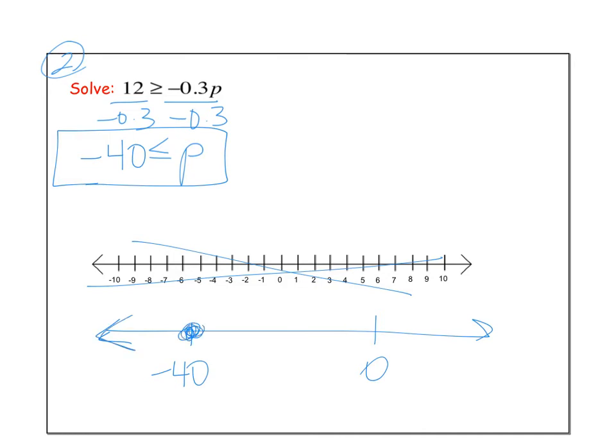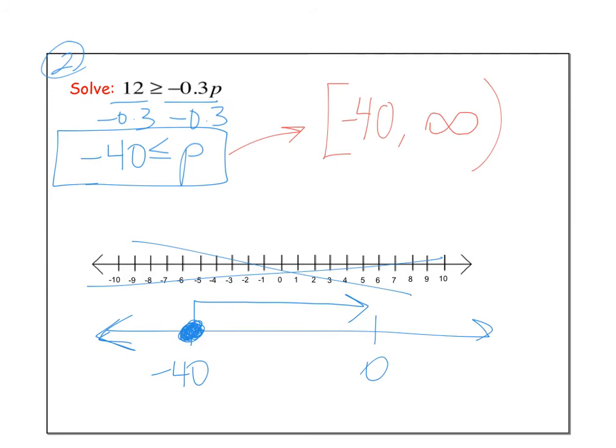Closed circle because of the equal sign, okay? And p is greater than or equal to, so we will draw our arrow that way. And if we were to write this in interval notation, how could we write this? Because p is greater than or equal to -40, we will include -40 with a bracket, and because we are greater than, we are going towards positive infinity.